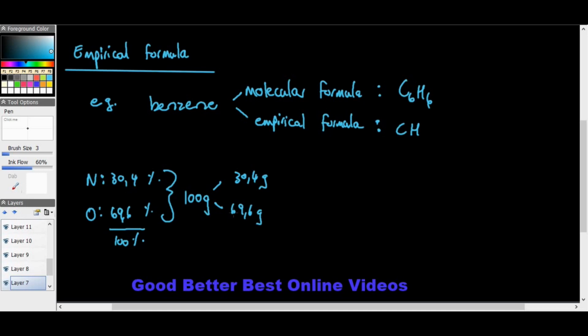Now from this we can determine the mole ratio. For nitrogen, capital N, we have 30.4 divided by the molar mass of nitrogen, which is 14, which is equal to 2.2 mole. And then the amount of moles of oxygen would be 69.6 divided by 16, which should equal 4.4 mole.